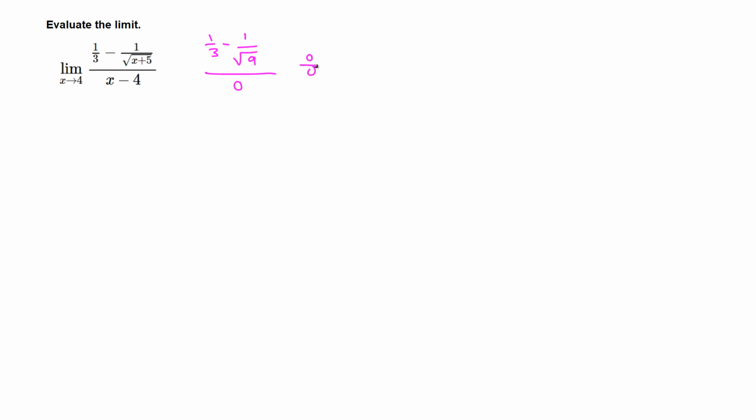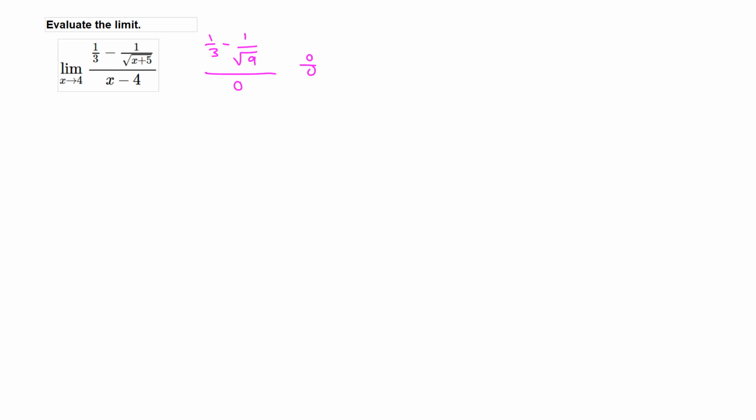So this is not the answer. 0 over 0 is not 0. In this case, we need to simplify this fraction, and at some point we need to cancel the zero-making factor, which is x minus 4. So we have x minus 4 hidden on the top, so we need to simplify, get that out and cancel with x minus 4, then plug in x equals 4.